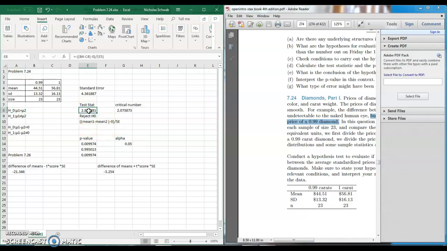I went ahead and did that here. Oh, let's go back to the standard error. The standard error, we use that formula that I showed before. Let me pull that back up.